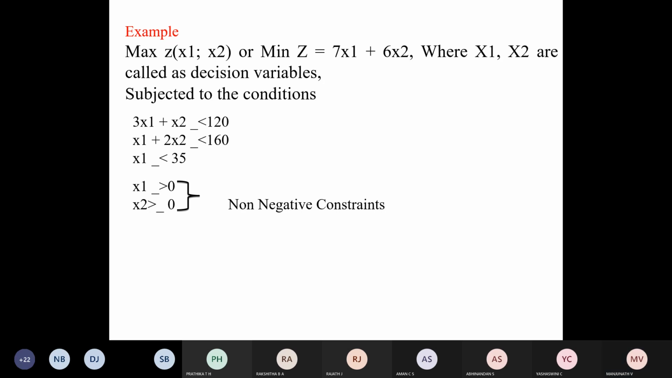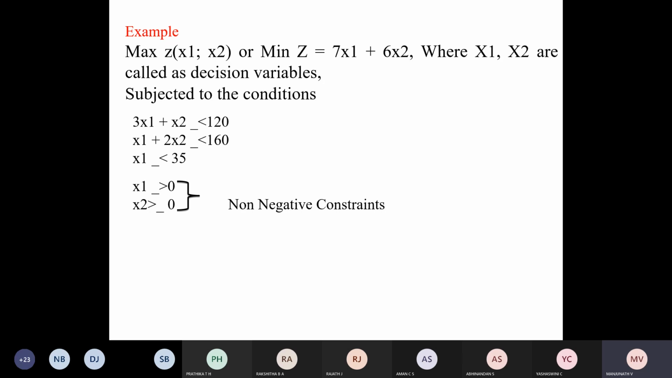7x1 plus 6x2 subjected to 3x1 plus x2 less than or equal to 120. Next, x1 plus 2x2 more than or equal to 160. We have one more equation, x1 less than or equal to 35. You should read it like this: 3x1 plus x2 less than or equal to 120, x1 plus 2x2 less than or equal to 160, x1 less than or equal to 35.